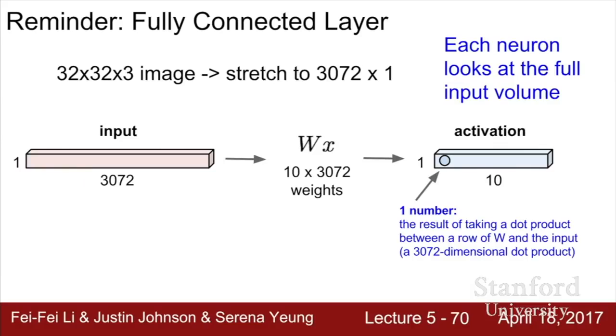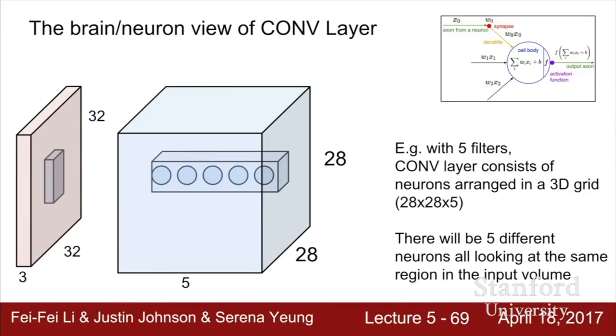And just a reminder, comparing with the fully connected layer that we talked about earlier. In that case, each of the neurons in our output was connected to the entire stretched out input. So it looked at the entire full input volume, compared to now, where each one just looks at this local spatial region.